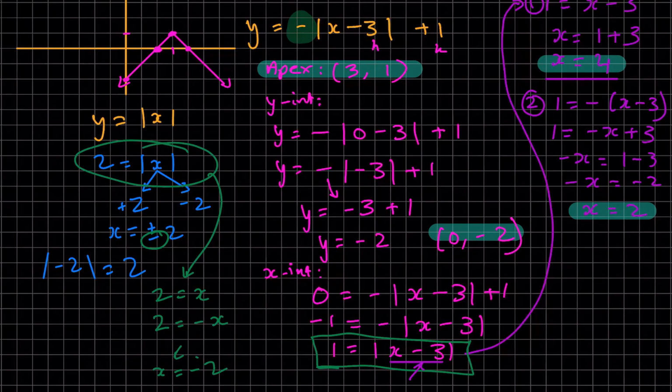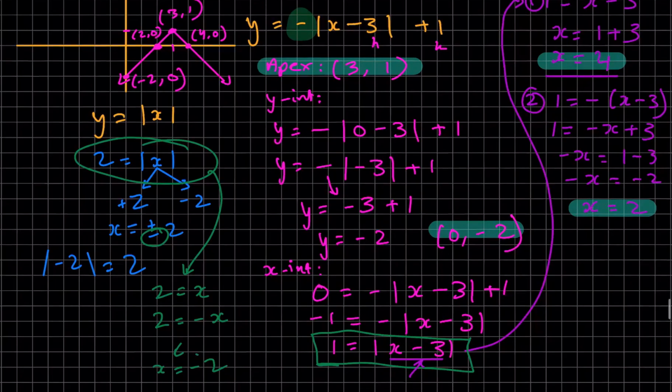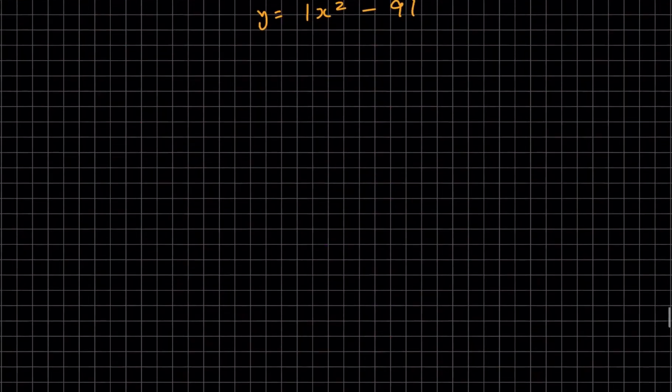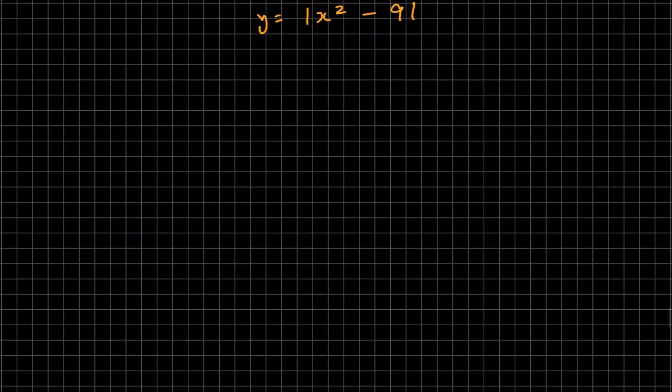So labeling these coordinates, our apex is at 3, 1. Your x-intercepts are at 4, 0 and at 2, 0. And your y-intercept is at -2, 0. All right, lovely. Let's move on to another equation. Let's try graphing this one over here.